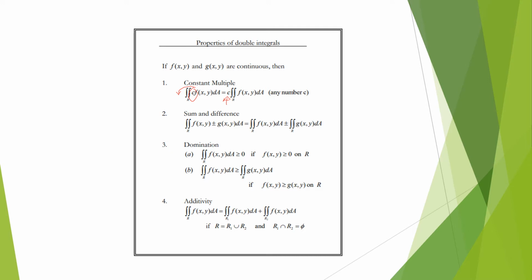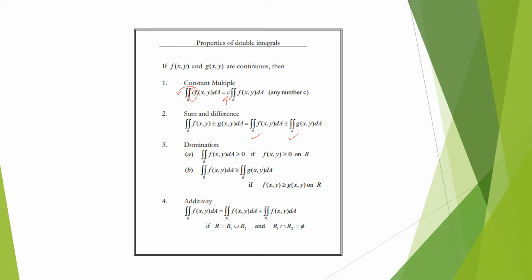The second property is sum and difference. You can split your integral into 2 parts when you have plus or minus in between two functions f and g here, so you can split into 2 integrals.